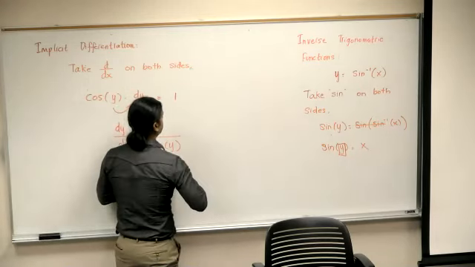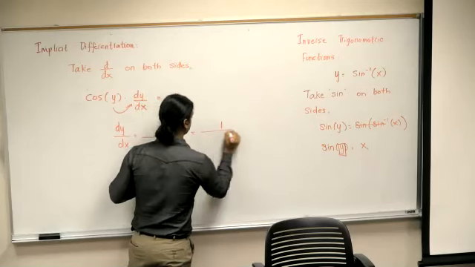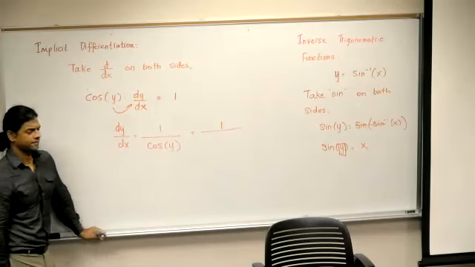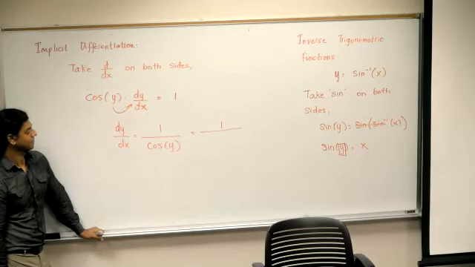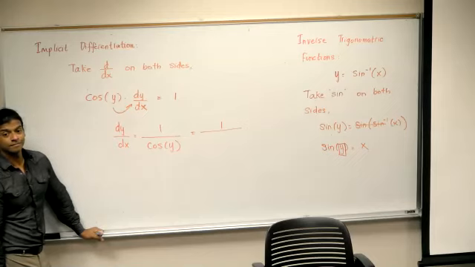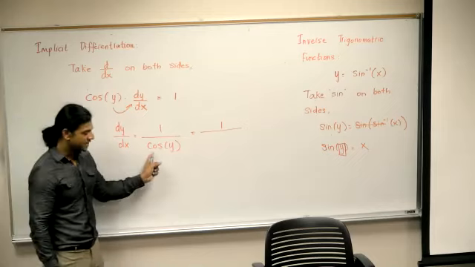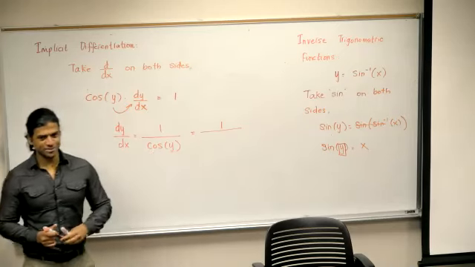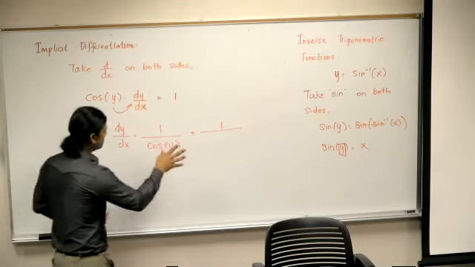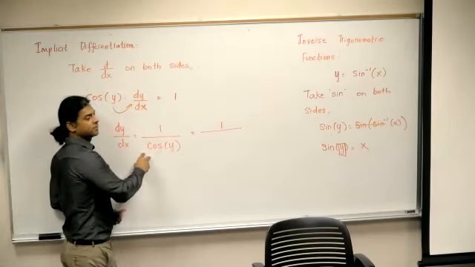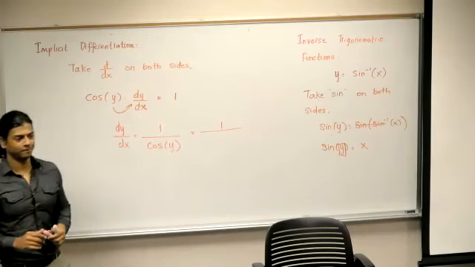I can write cosine y in terms of sine y. How? Wait, did you say in terms of sine y? Cosine y in terms of sine y. You're not taking the derivative. Okay. I just want to rewrite cosine y in terms of sine y. We need to use some trigonometric identity.